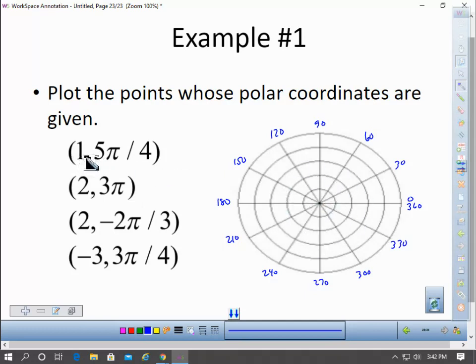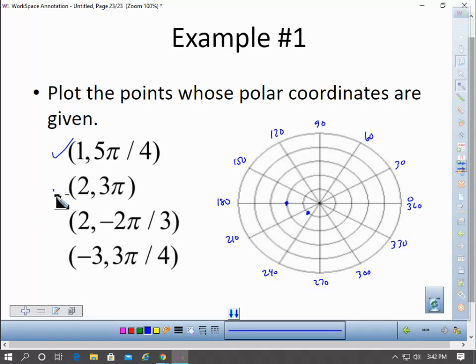So if I want to be 1 unit and at 5 pi over 4, I'm going to go around to 225, which is in the middle here between 210 and 240, and I only want to be 1 unit out. So that's the dot right there on the first circle. So this first circle is 1 unit out. Okay, so that's the first one. Now the next one is 3 pi, and I want to be 2 units out. So 3 pi, well, we know 2 pi is going all the way around, and then another pi puts me here at 180, and then I want to be 2 units out. So 2 units from the pole puts me right here.